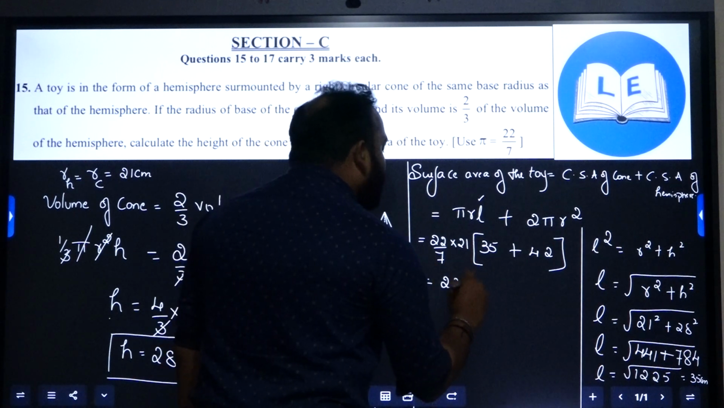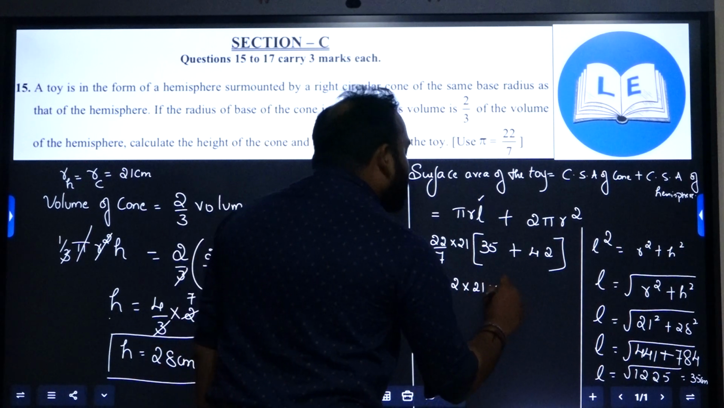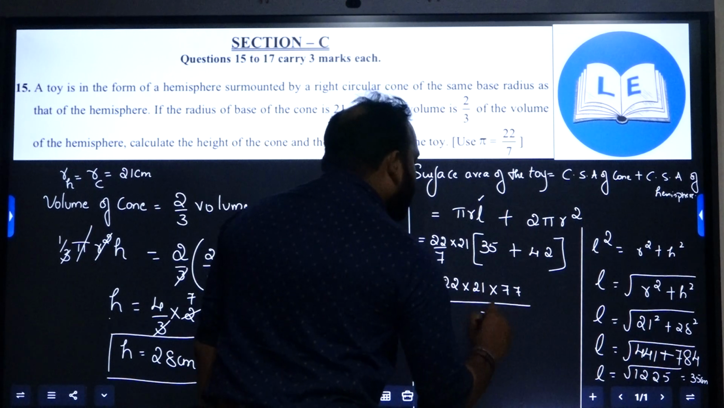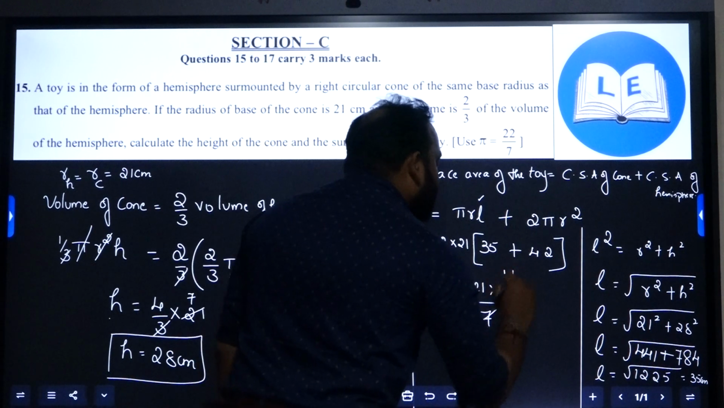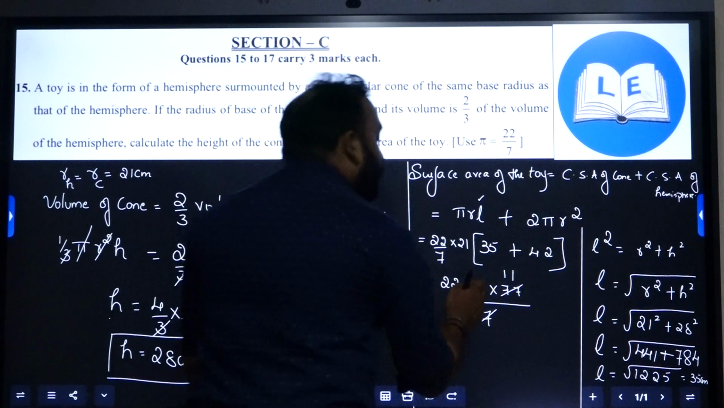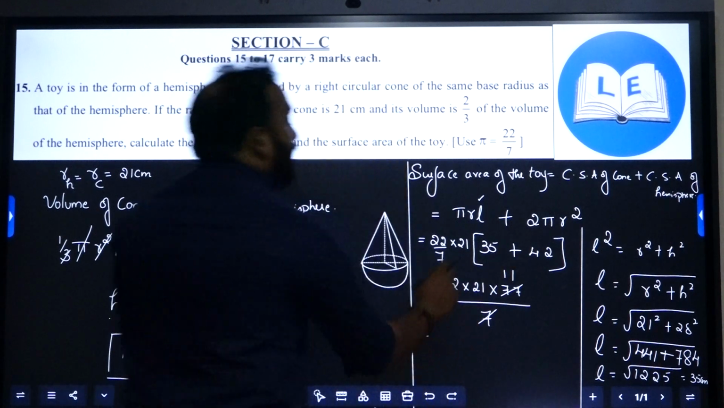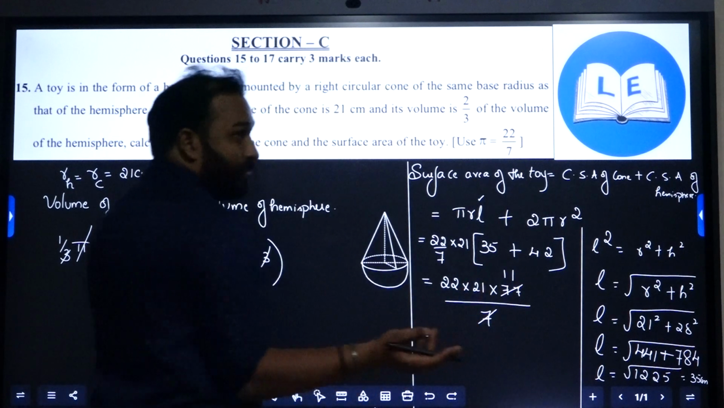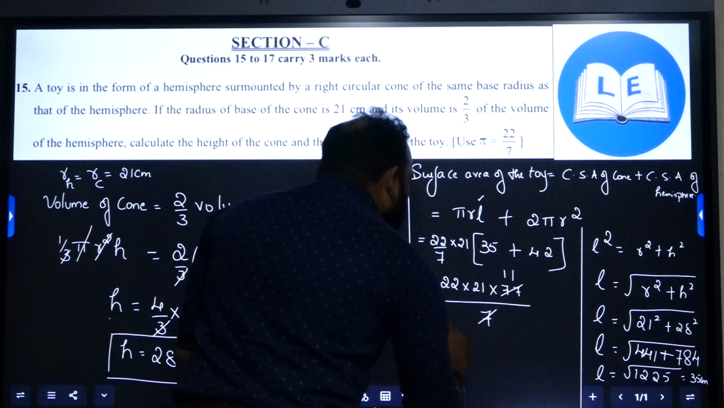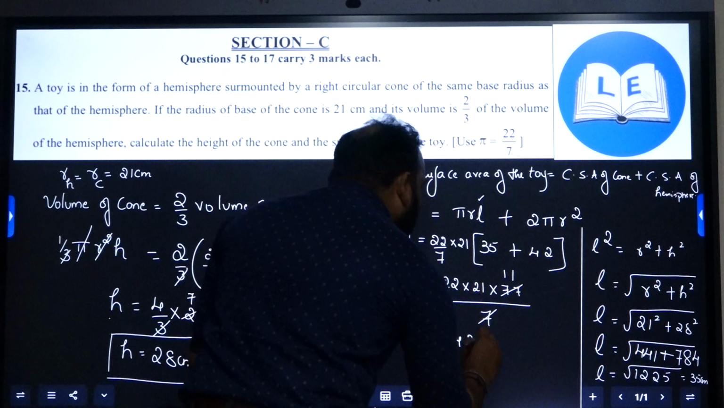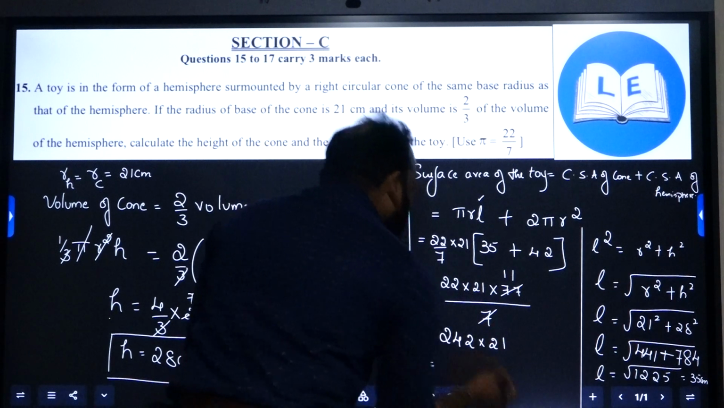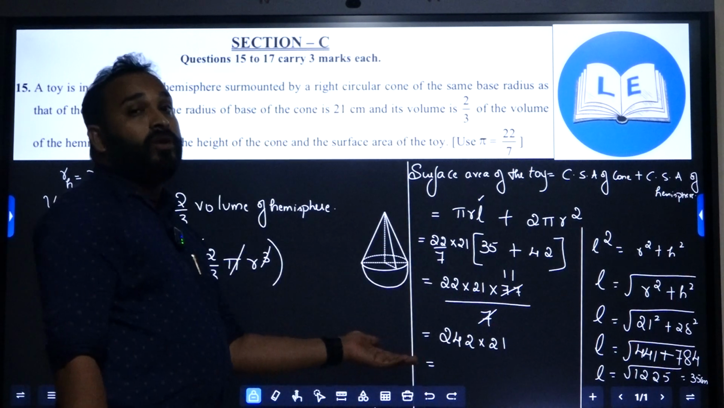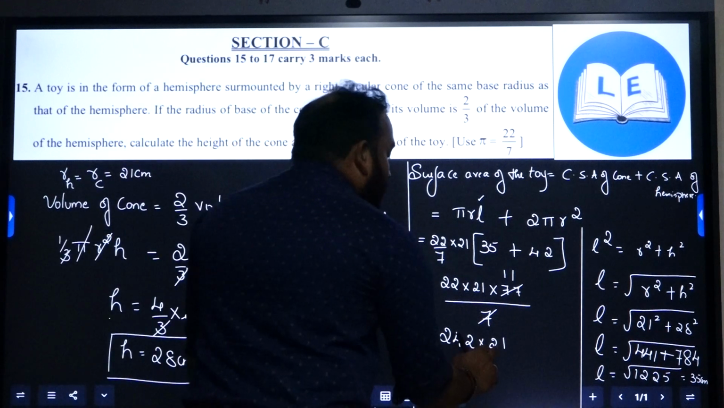So it is 22 into 21 into 77 divided by 7. You can easily write 7 11 times. Now 22 into 21 into 11. See, you can easily multiply 22 into 11. 220 plus 22 is 242. 242 into 21 will give you the final answer. So calculate what is 242 into 21. What do we get, children?